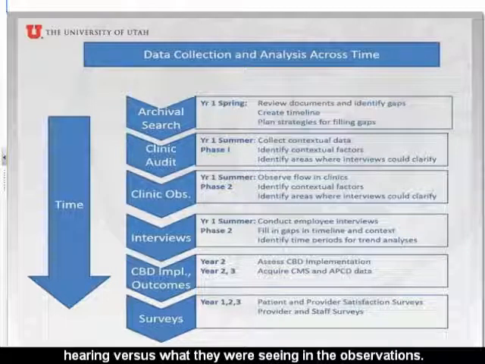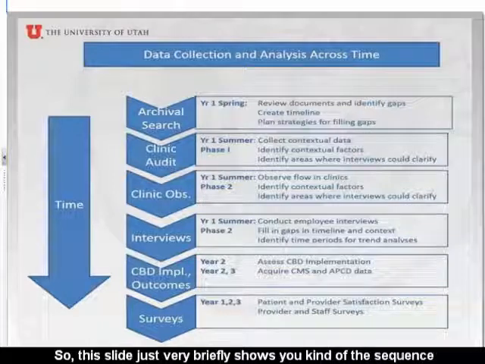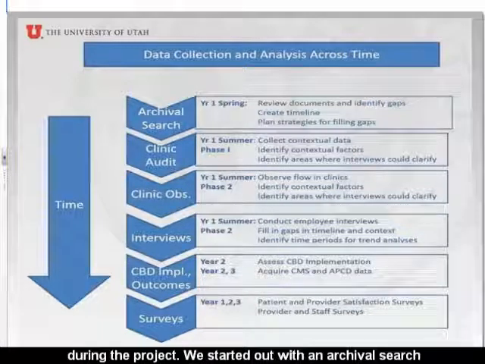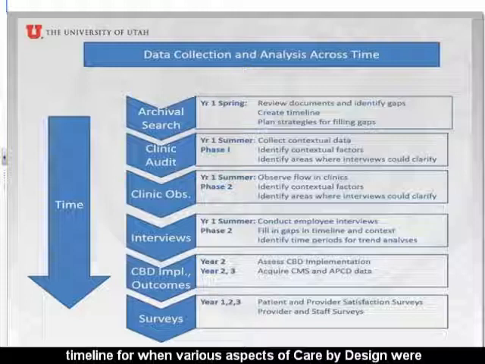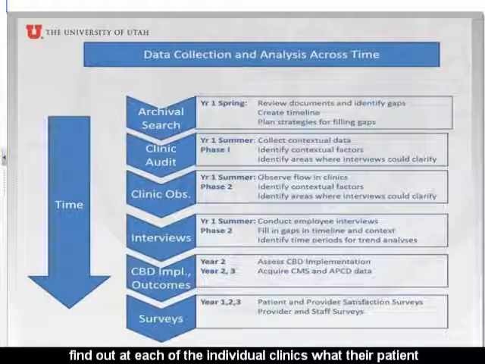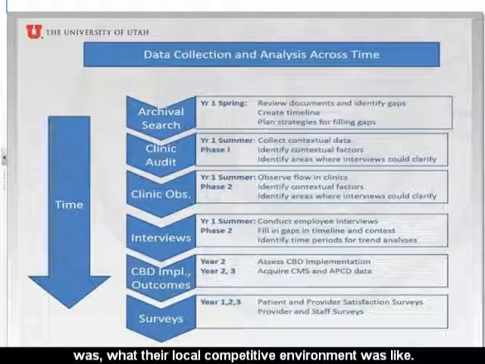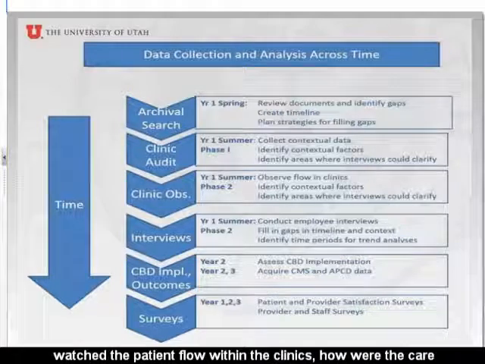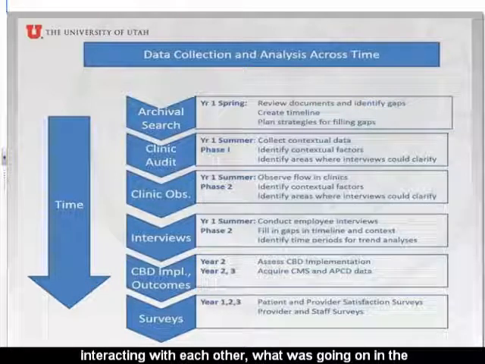So this slide just very briefly shows you the sequence of the things that we did during the project. We started out with an archival search, looking at documents that existed within the organization that could help us try to develop a timeline for when various aspects of Care by Design were implemented. We then did the clinic characterization audit to actually find out at each of the individual clinics what their patient volume was, what their staffing structure was, what their local competitive environment was like. Andrada then conducted the in-clinic observations and actually watched the patient flow within the clinics. How were the care teams interacting with each other? How were the members interacting with each other? What was going on in the daily operations of the clinics? She followed that with the interviews that I just spoke about, and she'll tell you more about that.